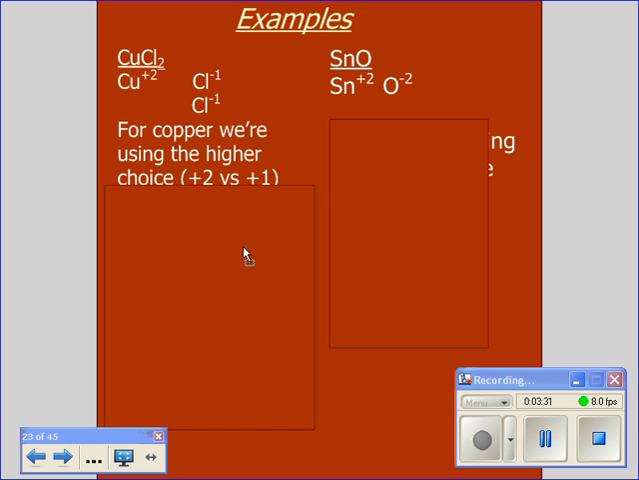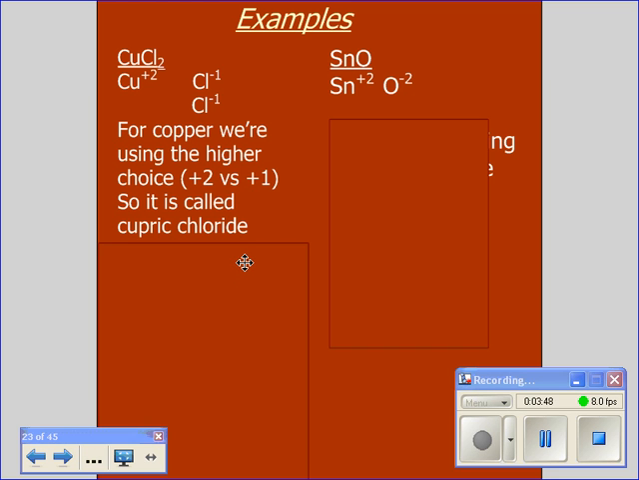What you will want to do then is to go to the reference table for copper and look up the two choices for the oxidation states. Copper can have a +1 or a +2 value. Since +2 is the higher of the two values, the larger of these two values, we are going to call this cupric chloride. The higher value gets the ic ending. So cupr for copper, ic meaning the higher oxidation state on the copper, and then chloride. There's no need to use a Roman numeral.